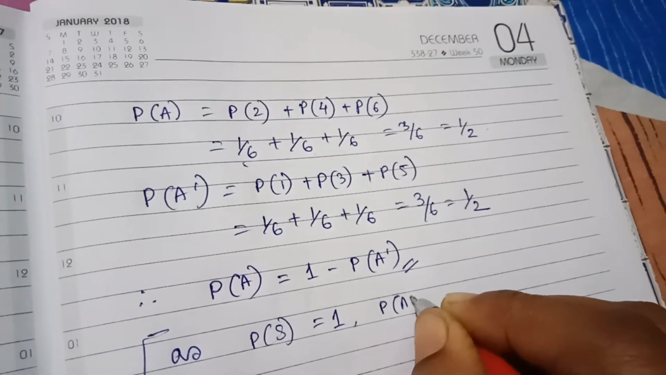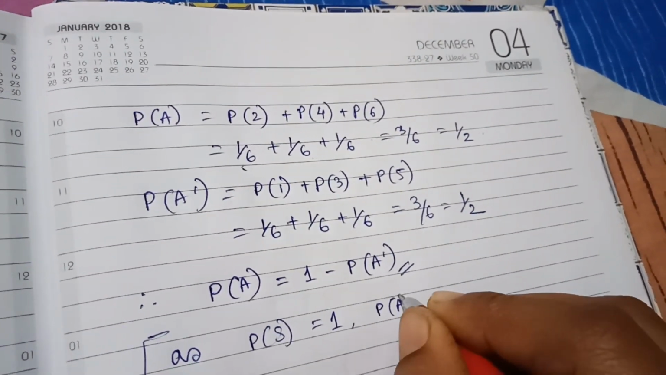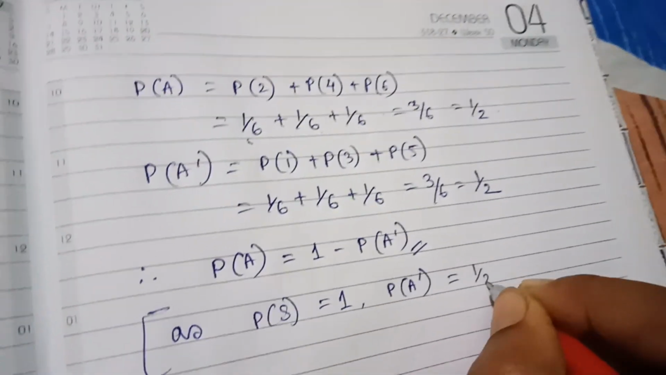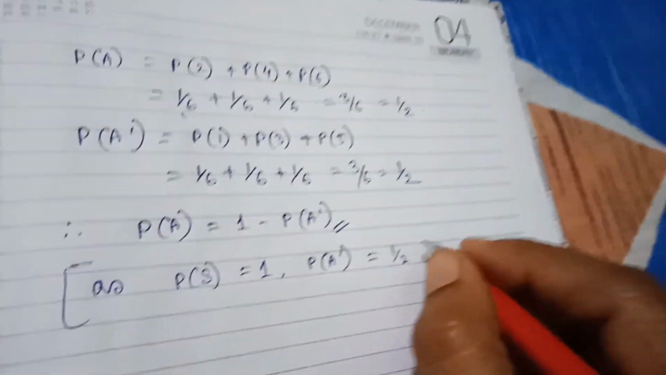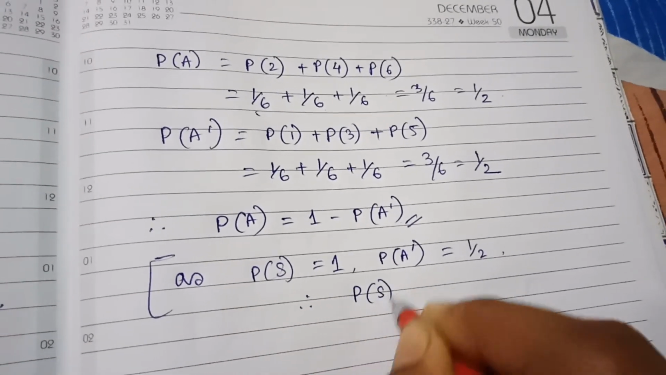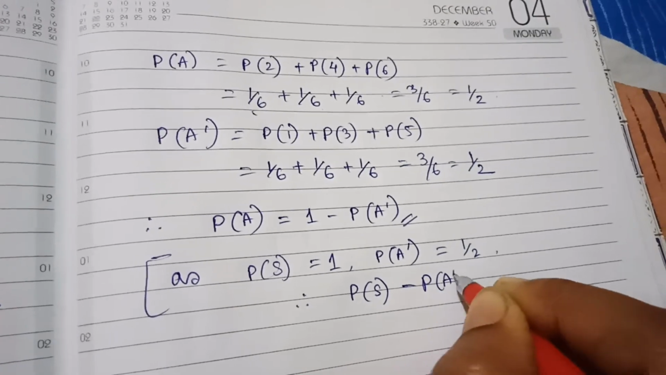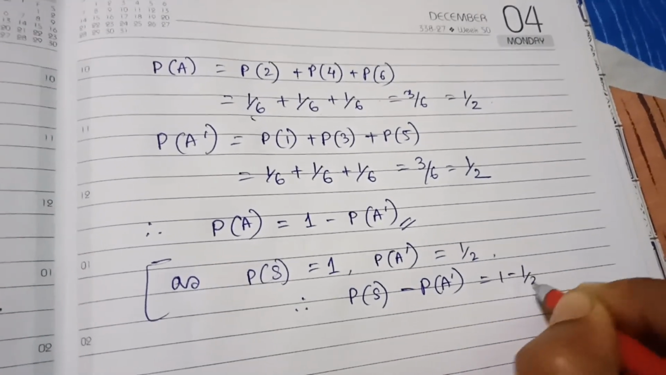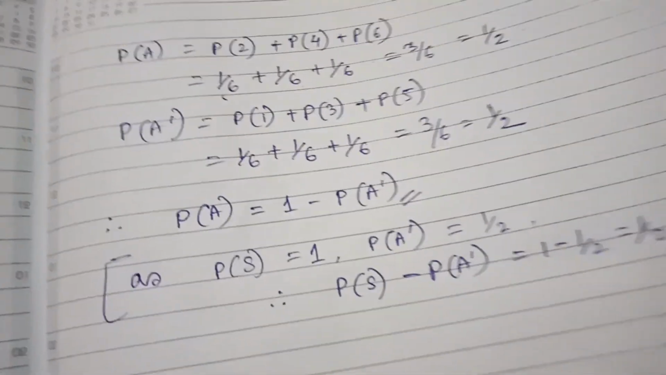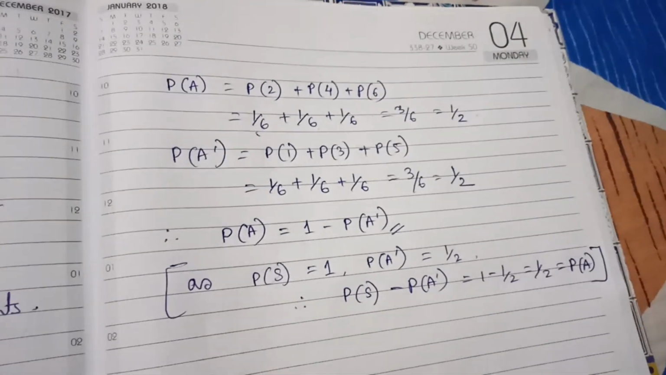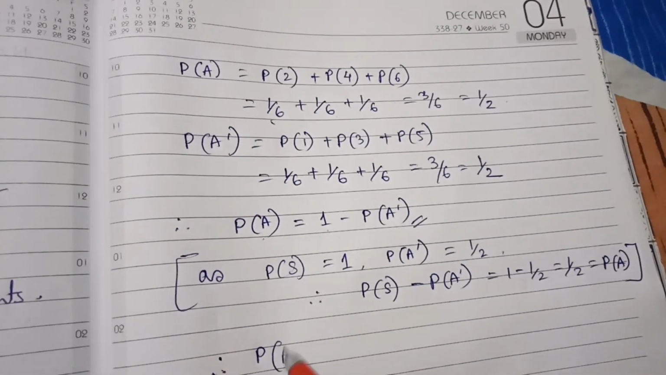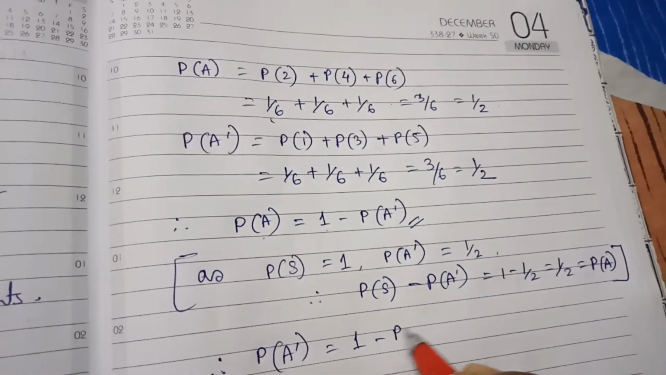P of A prime equals to half. We have just got that. Therefore, P of S minus P of A prime equals to 1 minus half equals to half equals to P of A. Therefore, you can verify this one like this, or you can write down P of A prime equals to 1 minus P of A.